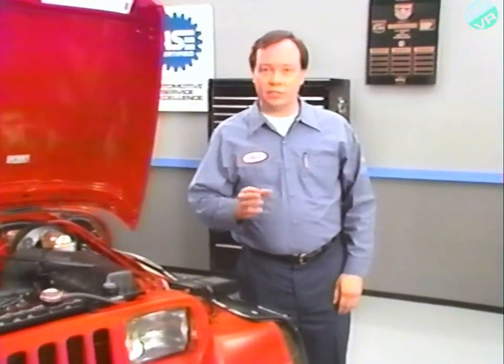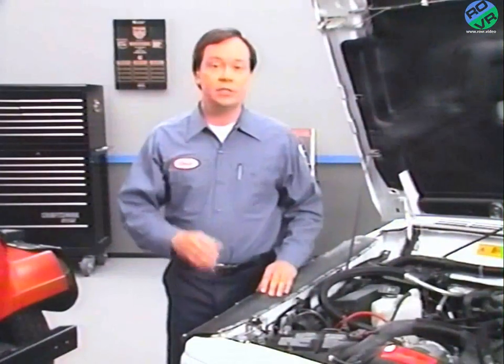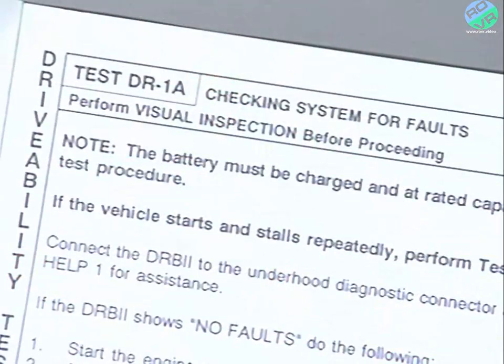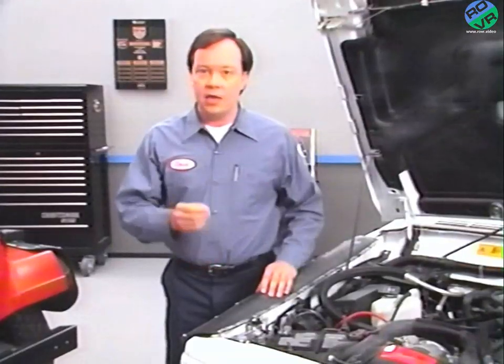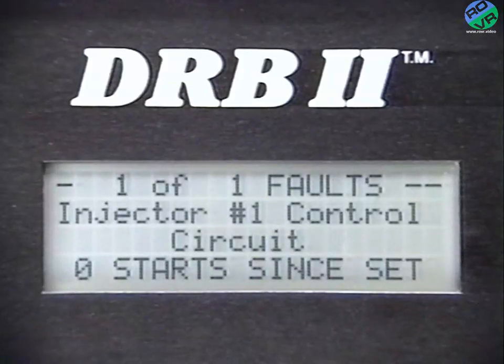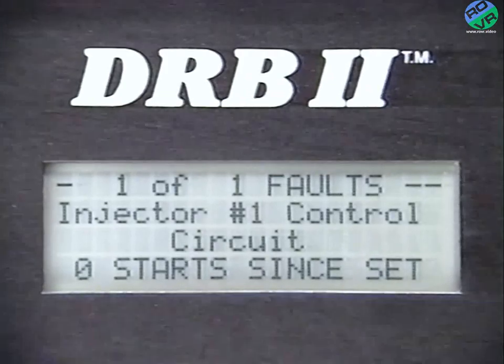Our next diagnostic test involves a drivability problem where there is a fault message present. Our troubleshooting will begin with test DR1 in the Powertrain Diagnostic Manual. Test DR1 asks you to make sure that the battery is fully charged, then tells you to check for fault messages using the DRBII. In the case of this Cherokee, the DRBII shows a problem with the number 1 injector control circuit and tells you to proceed to test DR16A.